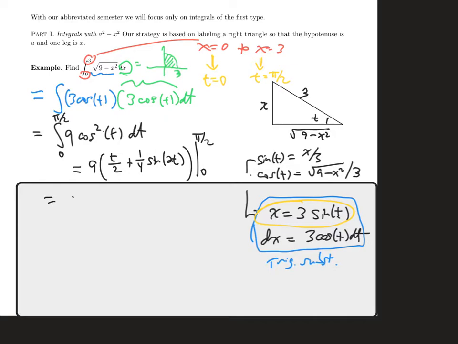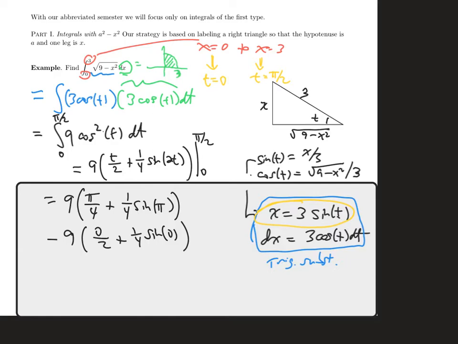And so finally, I'll have 9 times pi over 2 over 2, that's pi over 4, plus 1/4 sine of pi, minus 9 times 0 over 2, plus 1/4 sine of 0. And so the sine of 0 is 0, the sine of pi is 0, and so what we get in the end is 9 times pi over 4, which is exactly the correct area for this picture.